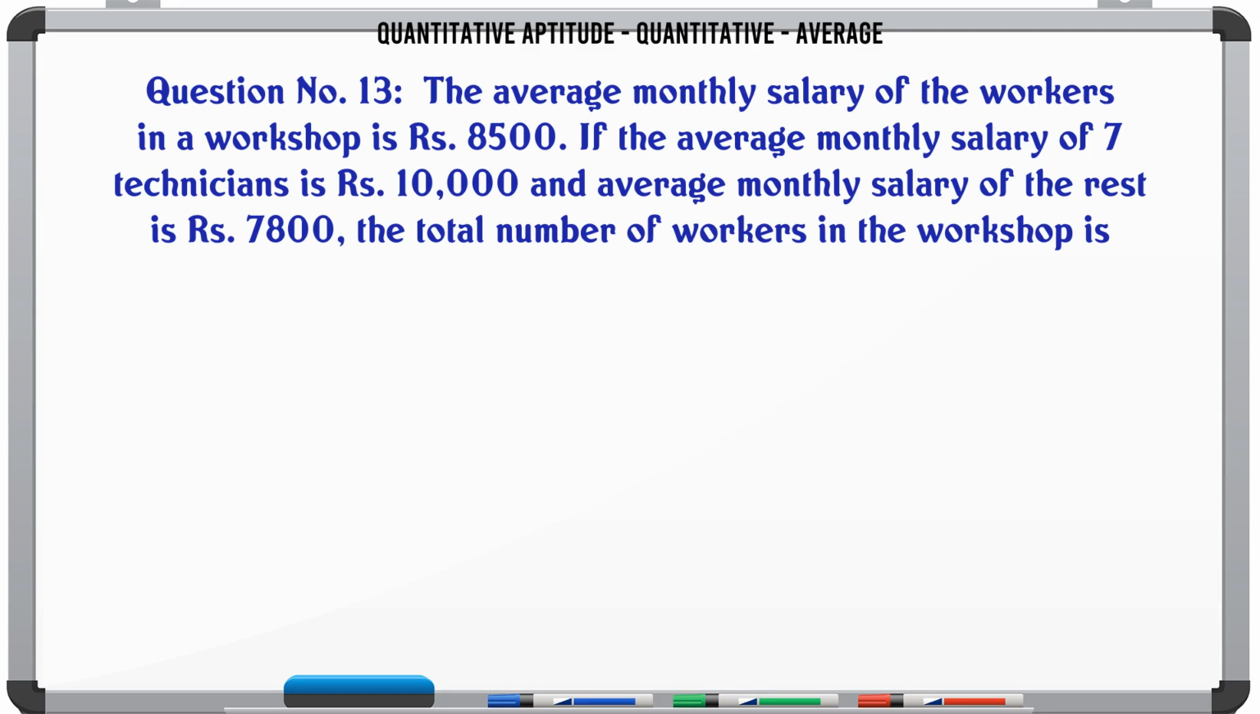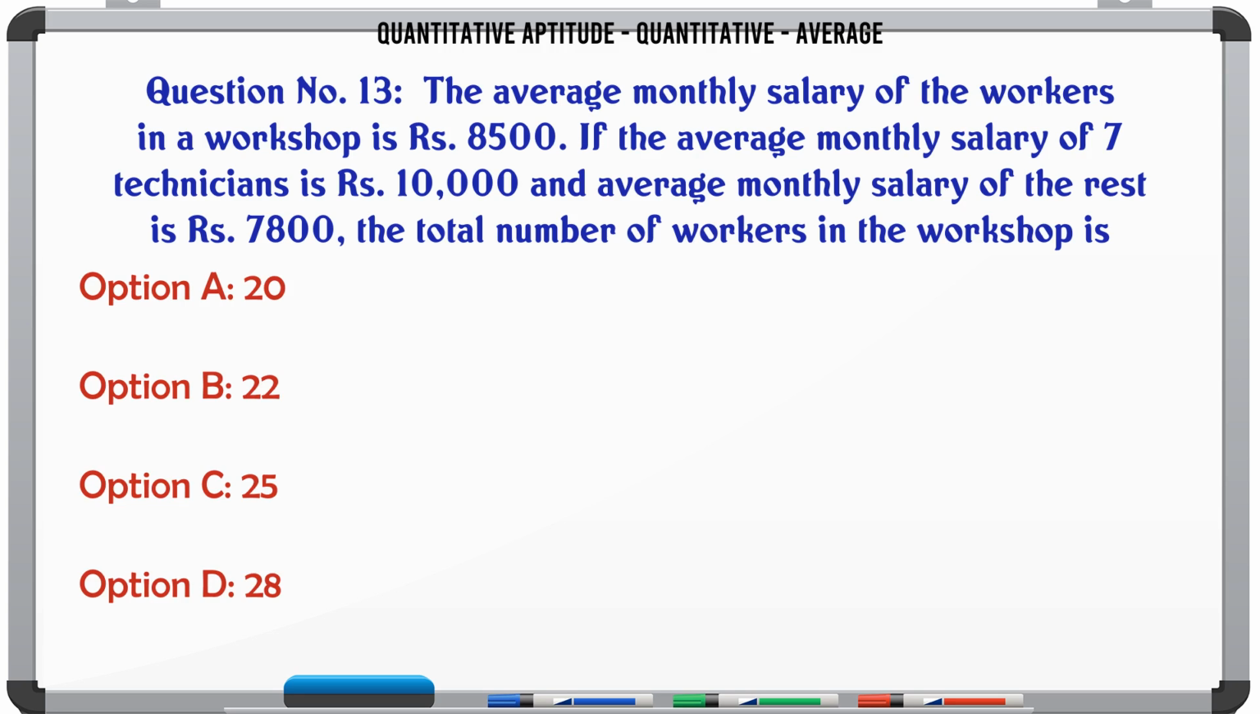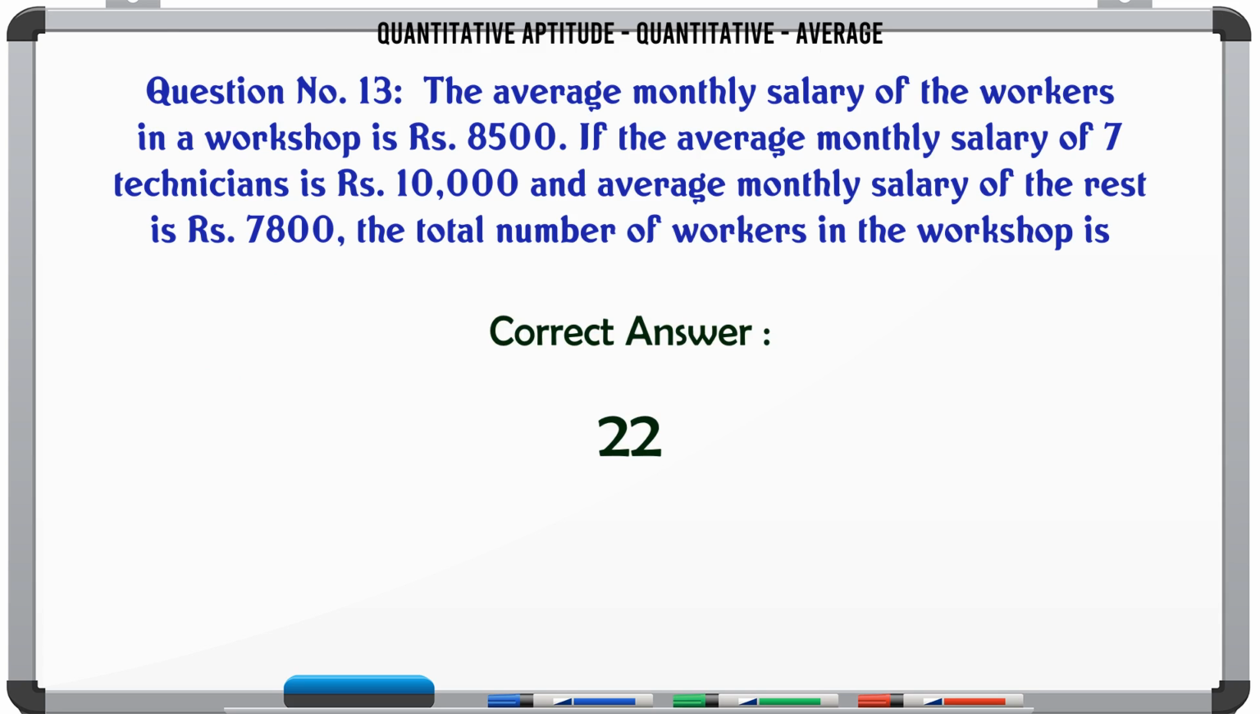The average monthly salary of the workers in a workshop is Rs 8,500. If the average monthly salary of 7 technicians is 10,000 rupees and average monthly salary of the rest is Rs 7,800, the total number of workers in the workshop is A 20, B 22, C 25, D 28. The correct answer is 22.